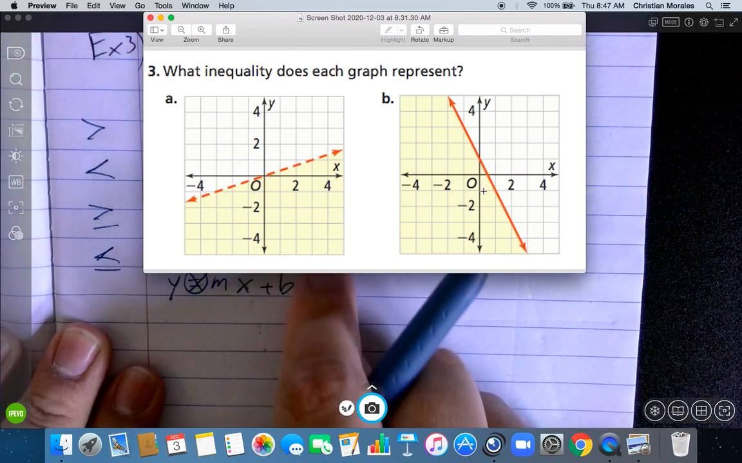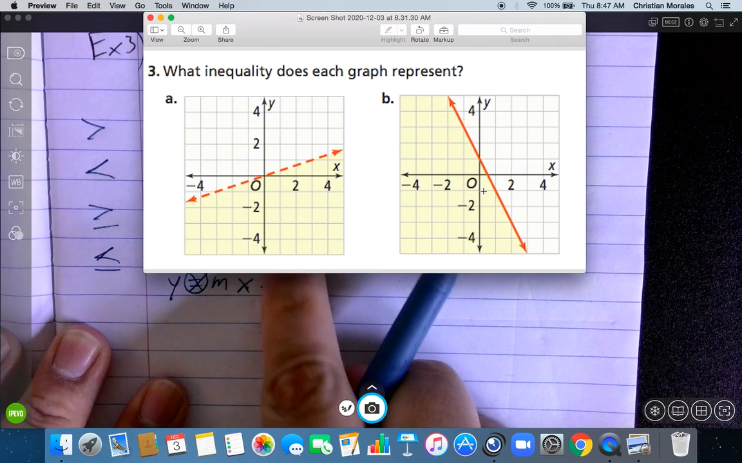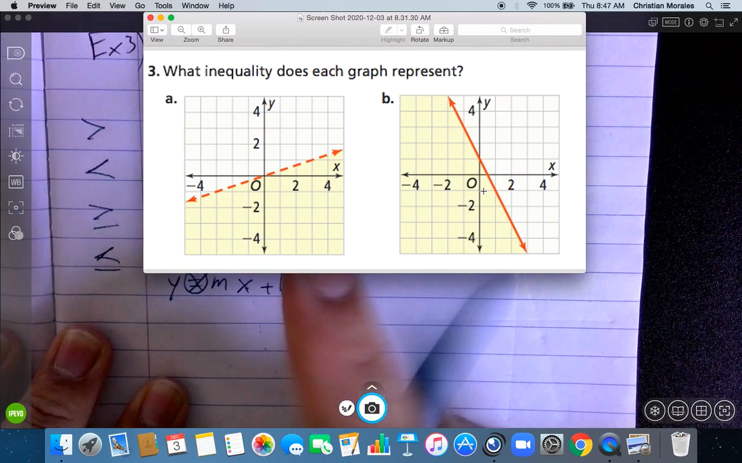All right, let's start here. The starting point is at 0. If you look at the y-intercept, it's at 0.